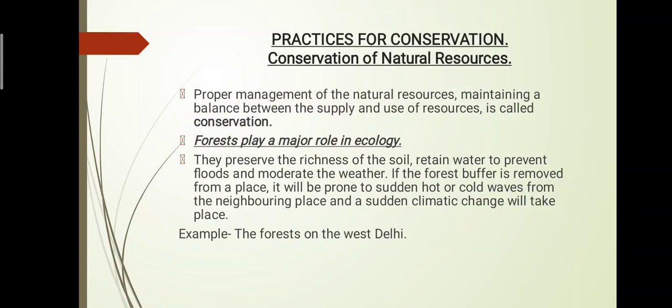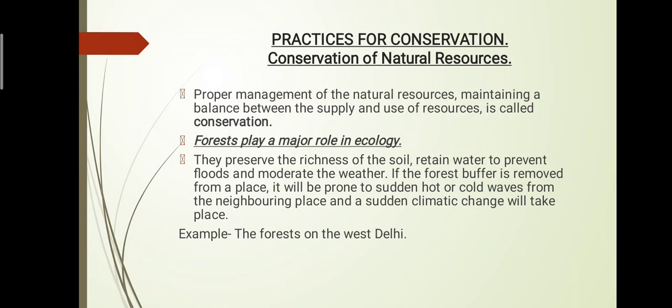So let us see the practices for conservation. Conservation of natural resources: proper management of natural resources, maintaining a balance between the supply and use of resources, is called conservation. And the forests play a very important role in ecology. Let us see how. Forests preserve the richness of the soil. Forests hold water to prevent floods and moderate the weather.